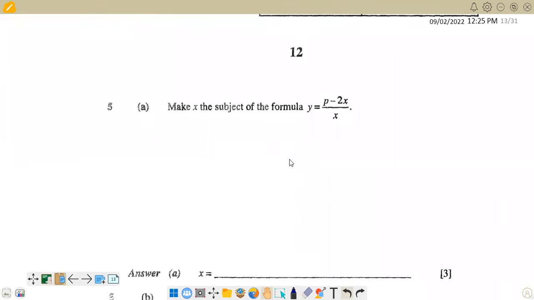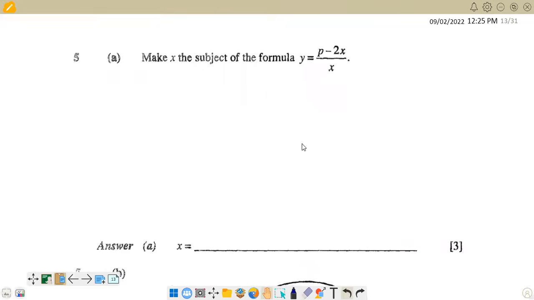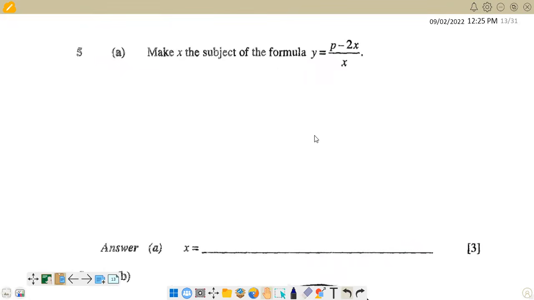Number 5a, we are asked to make x the subject of the formula. From this equation, let us make x the subject. What are you going to do in this case? Cross multiply to get rid of the fraction. Pardon me, guys, for this one. We cross multiply by x on this side: y times x, which is yx, is equal to 1 times anything, which remains as it is. So this is going to remain as it is, which is p minus 2x.